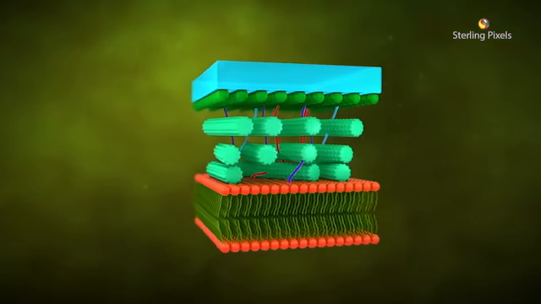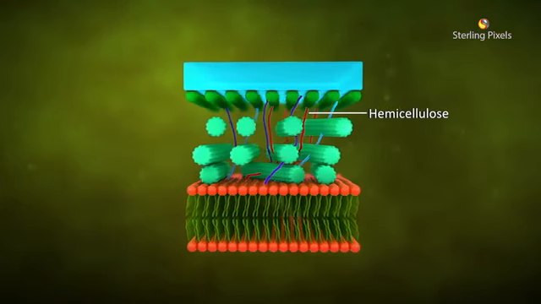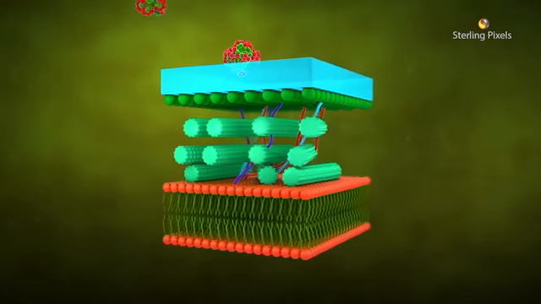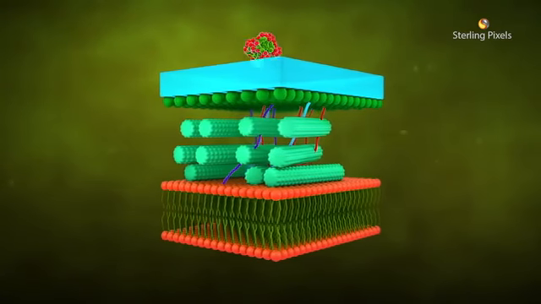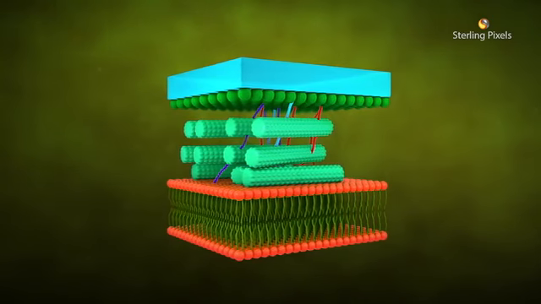It is made up of cellulose, hemicelluloses, and pectin. It regulates the influx of macromolecules that are toxic to the plant cell.